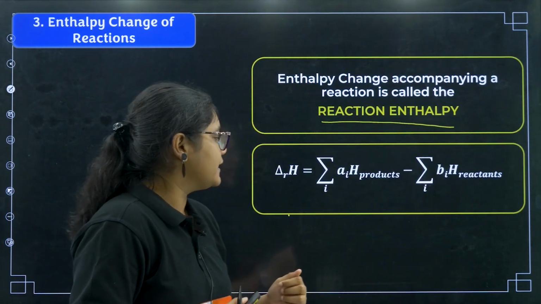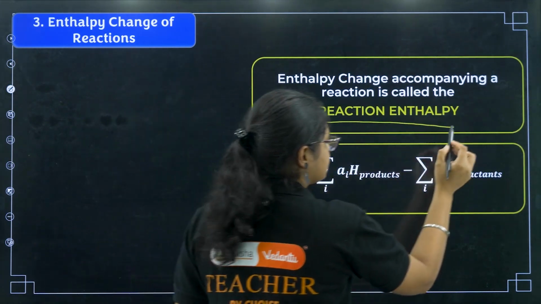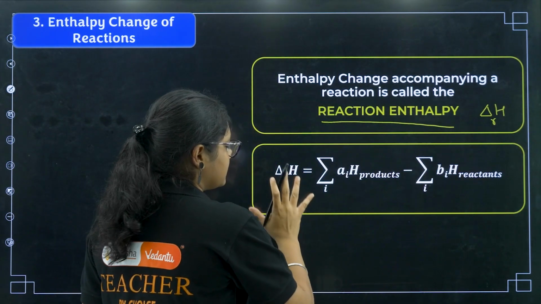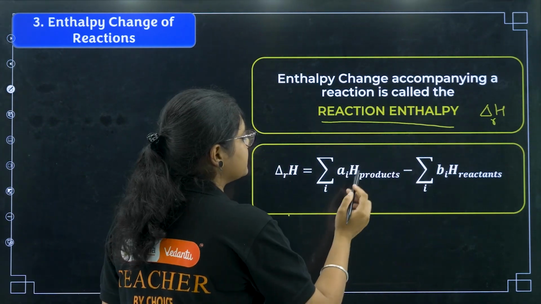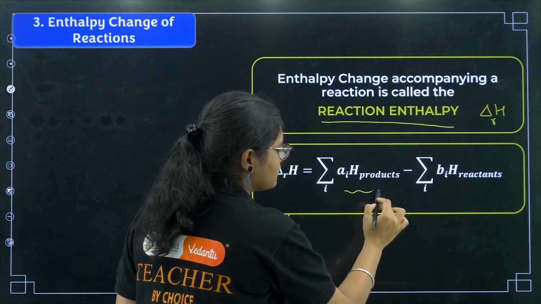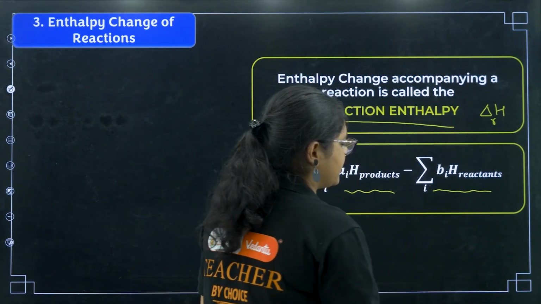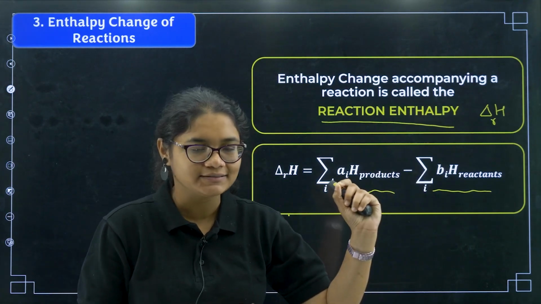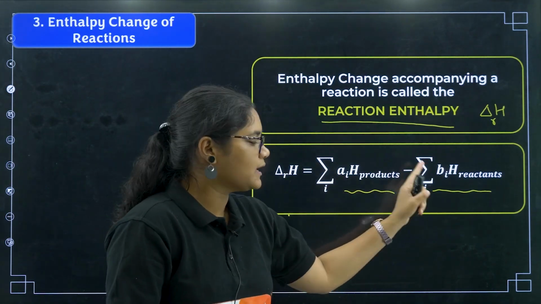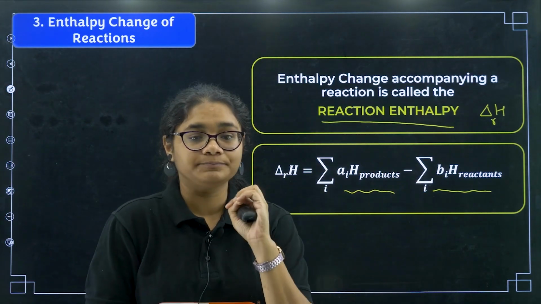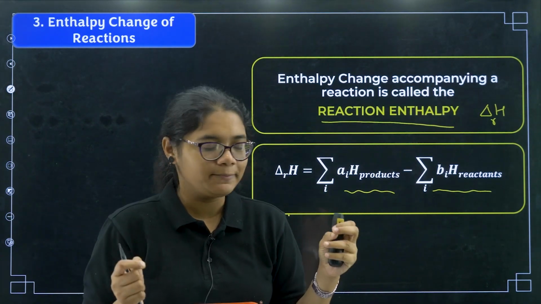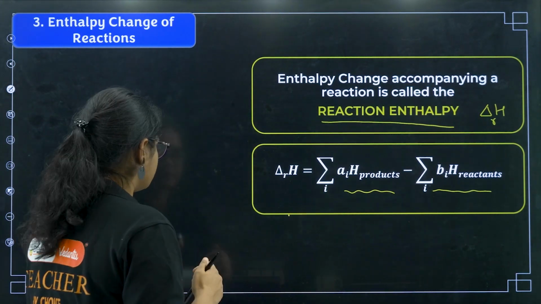This is denoted by the symbol delta H R. Now this reaction enthalpy formula is the enthalpy of products minus the enthalpy of reactants, where a_i and b_i are your coefficients. Now I'll give you an example for this one.